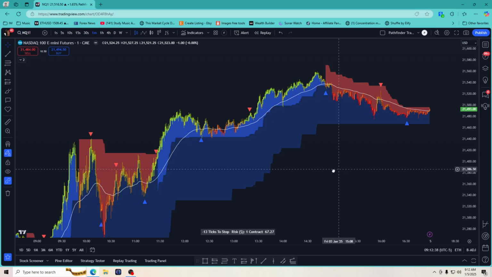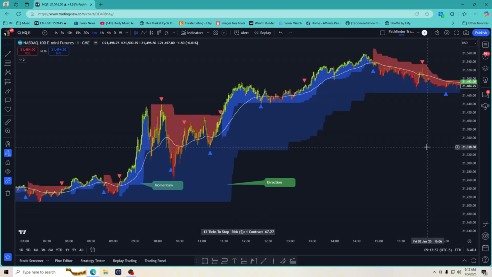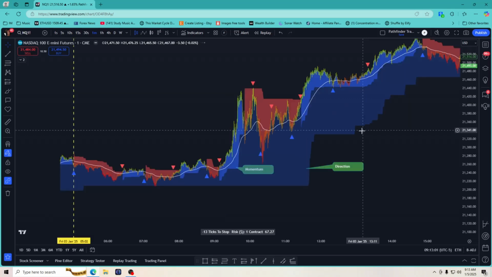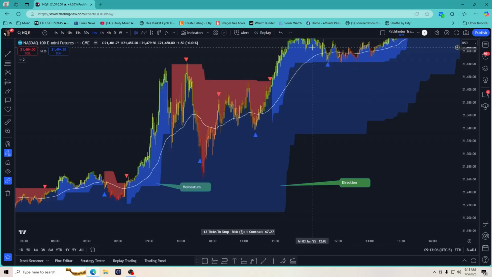So we don't really want to trade when our momentum and our direction are not the same. It's very important as a basic fundamental Pathfinder trader. When the conditions are opposite of each other, blue and red, you're going to have a much harder time trading versus when the direction and the momentum are both in your favor.